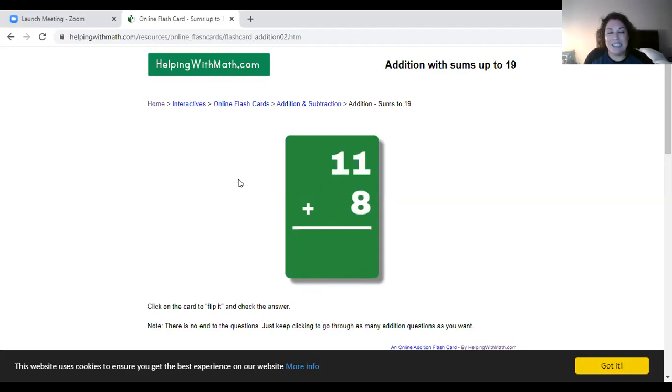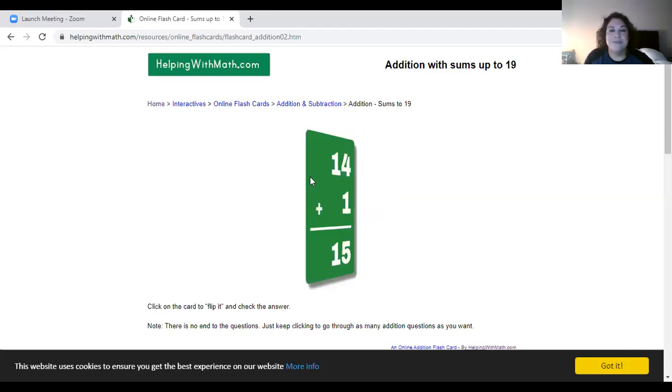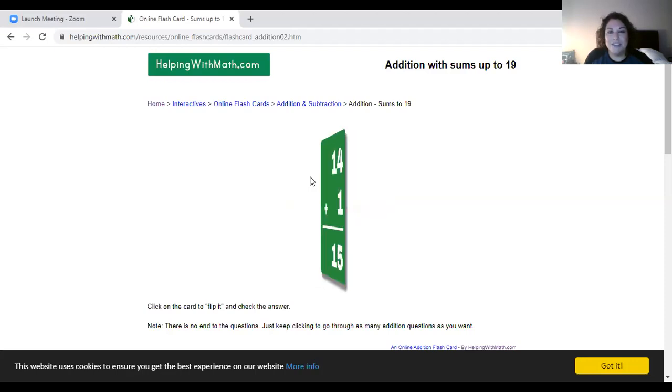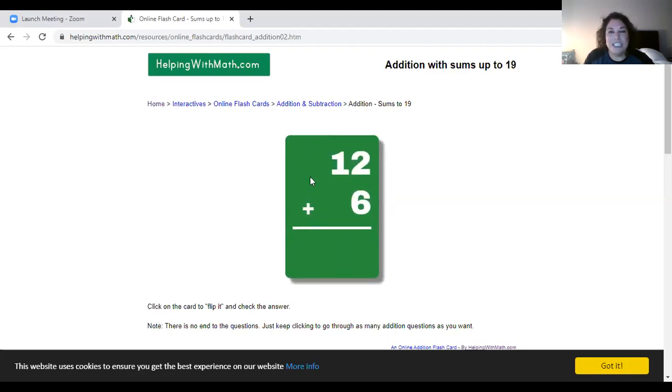11 plus 8. 19. 11 plus 5. 16. 14 plus 1. 15, and one more. 12 plus 6.